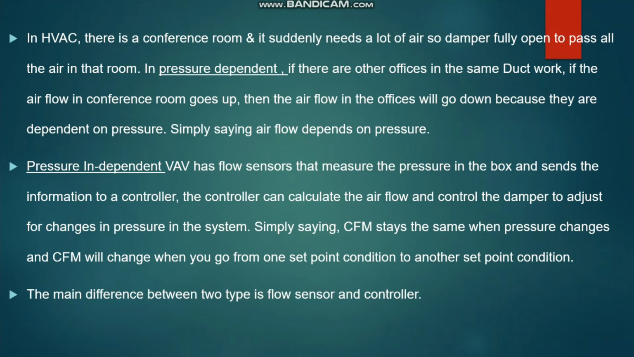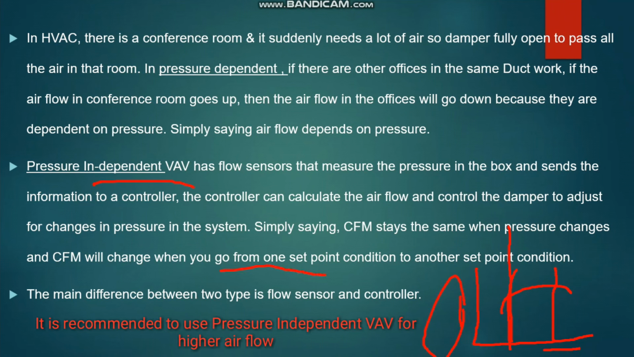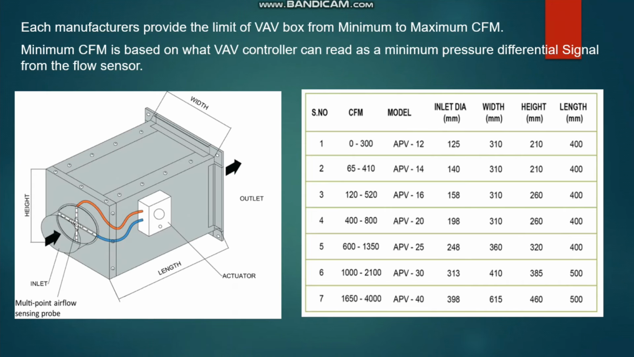If you try to plot a graph for this pressure independent VAV, suppose in the X direction we have the flow and in the Y direction we have the pressure, then the graph will be a straight line like this. That means when the pressure changes from here to here, the flow will not change, it will be the same, irrespective of the pressure in the duct system. That is called a pressure independent VAV. It will change based on the temperature set point, from one set point to another. Normally each manufacturer provides the limit for the VAV box from minimum to maximum CFM.